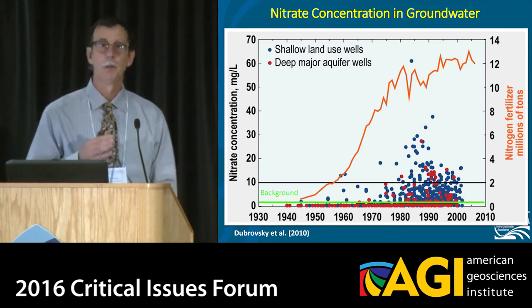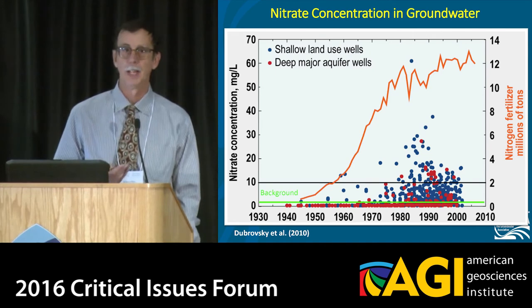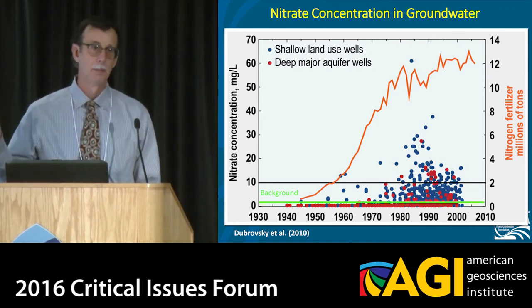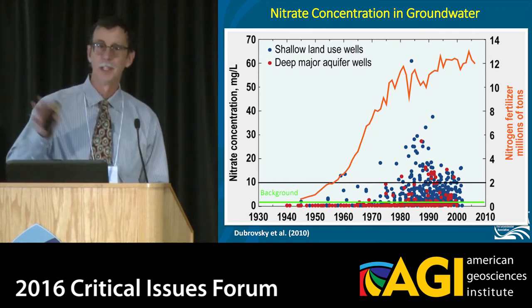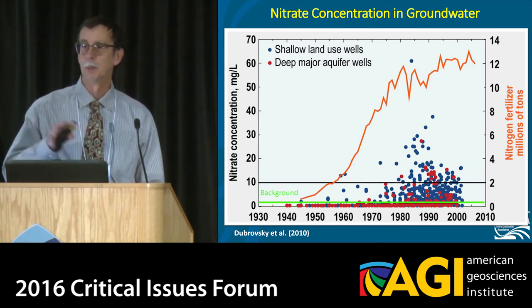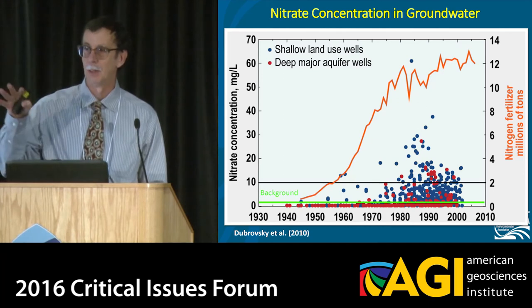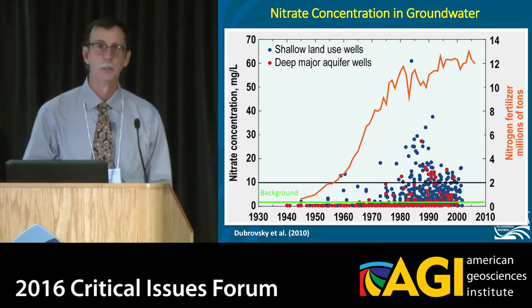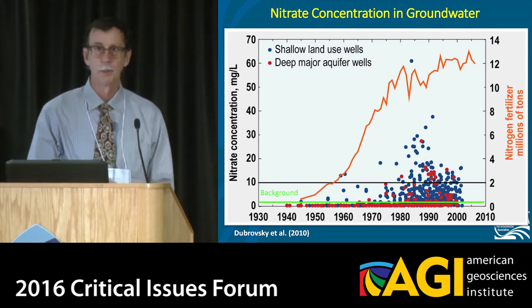And so you have major groundwater systems in the United States, such as the Central Valley and High Plains, where you have a large mass of nitrate continuing to move deeper and deeper in the system. It's in the shallower parts of the system now, but unless there's something that denitrifies it, it's going to keep going into the deeper parts of the system, and it's kind of a growing problem.